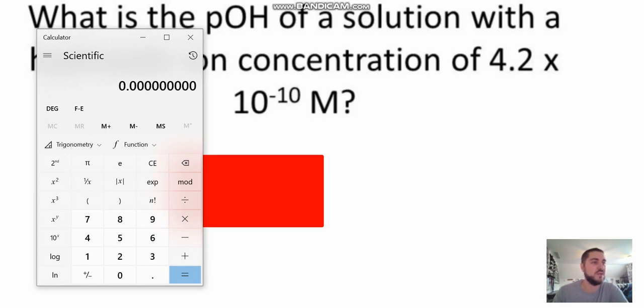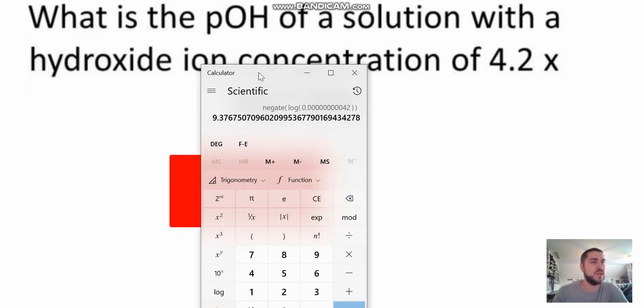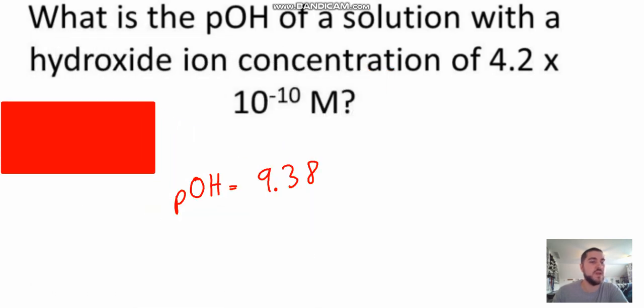So we've got 1, 2, 3, 4, 5, 6, 7, 8, 9. Then I hit 4, 2. And I'm going to hit the log button. Again, it comes out negative, but I hit the negative-positive sign to make it negative. And I've got 9.37 or 9.38. So I can move this. Now, the pOH is 9.38.